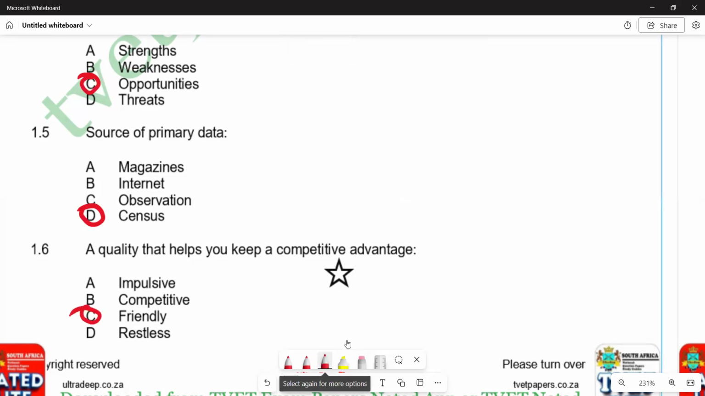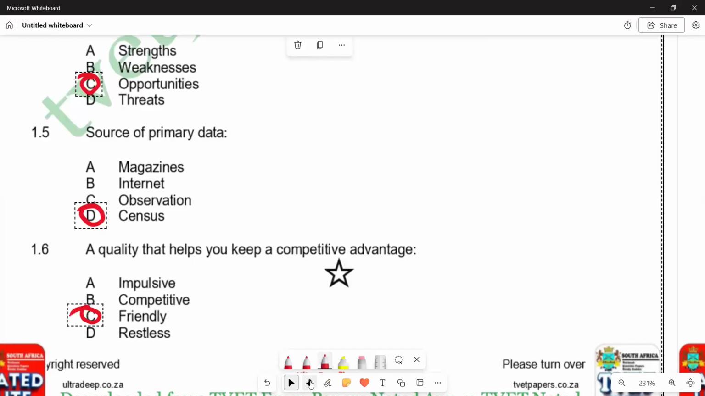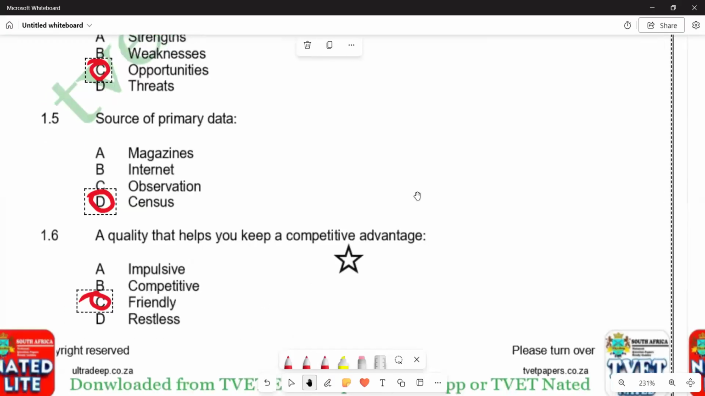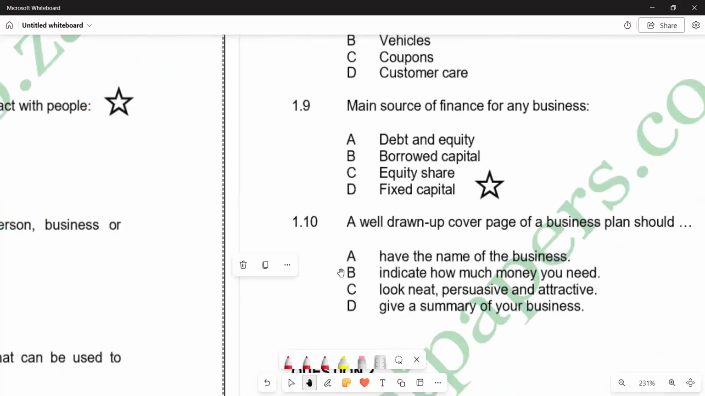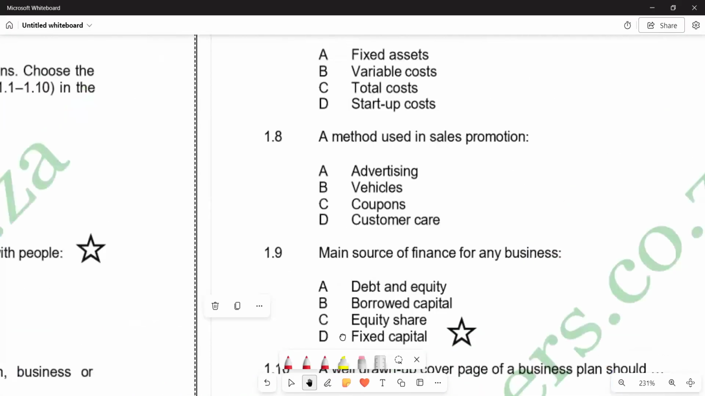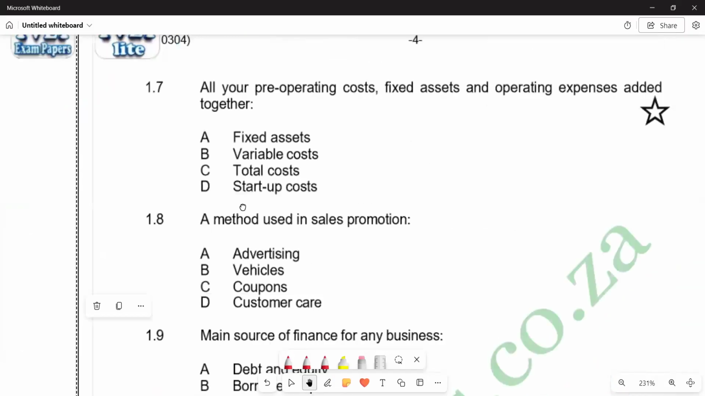Then we go to the next question. Let's move on to the next page and see what we have. On the next page, we are now on 1.7. It reads all your pre-operating costs, fixed assets, and operating expenses added together. Do they make fixed costs, variable costs, total cost, or startup cost? You see that these are pre-operating costs. Obviously, there's an element of starting something, fixed assets, operating expenses. So these are all components of startup costs. So you have D as the correct answer.